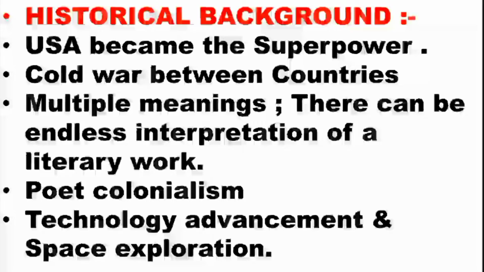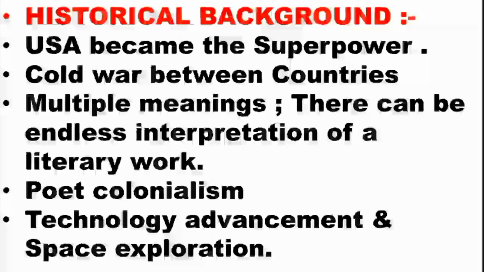At this time, there were multiple meanings of any literary work. There can be endless interpretations of a literary work. For example, an author has written a work. After the author writes it, when readers read it, it has a different meaning according to the reader's point of view. The author has written from his point of view, but the reader is reading according to his own point of view. Different readers have different points of view, so a literary work had a number of meanings.